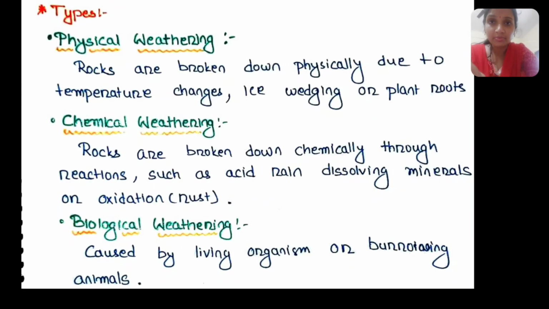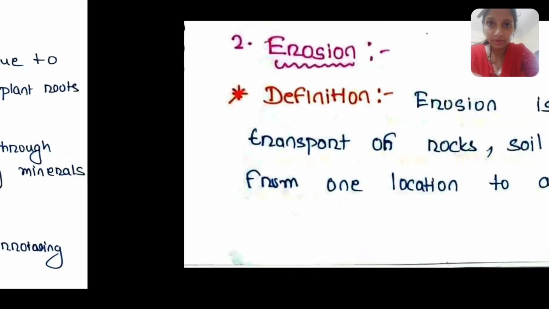Then the biological weathering. When weathering takes place by any living being, it is called biological weathering. It can be caused by any living organisms or by the burrowing of animals. So these are all three types of weathering.